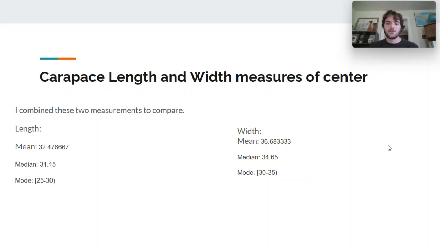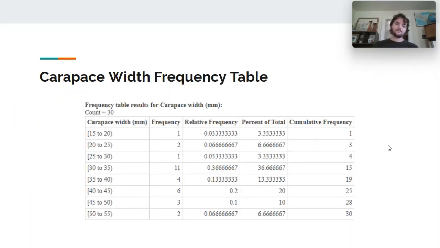Carapace length and width measures of center. I combined the two measurements to just compare and contrast because I thought that'd be the most interesting. For the length, the mean is 32.47. The median is 31.15. And the mode is 25 to 30 millimeters. And the width mean is 36.68 millimeters. Median is 34.65, and the mode is the 30 to 35 millimeter range.